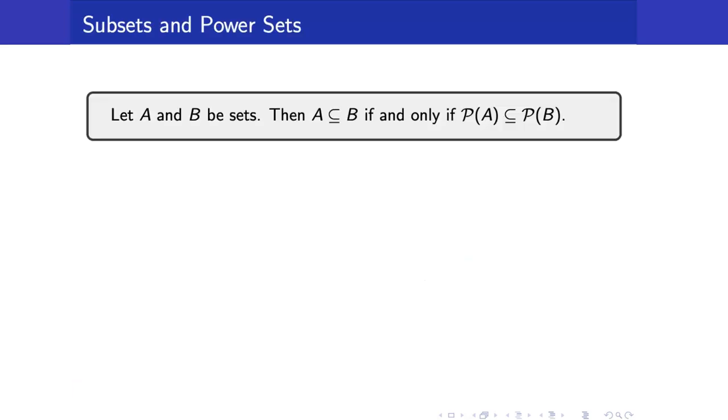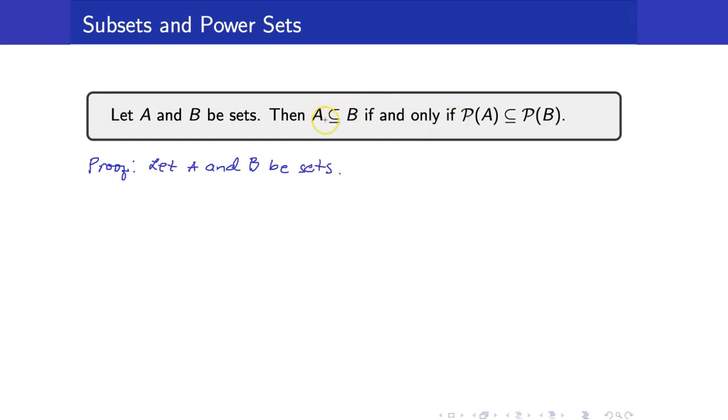Here is a nice result about sets and power sets. Let A and B be sets. Then A is a subset of B if and only if the power set of A is a subset of the power set of B. It's as if we can just put power sets on both sides of the subset relationship here. Let us prove this. This is a biconditional, so therefore we have to divide our proof into two cases.